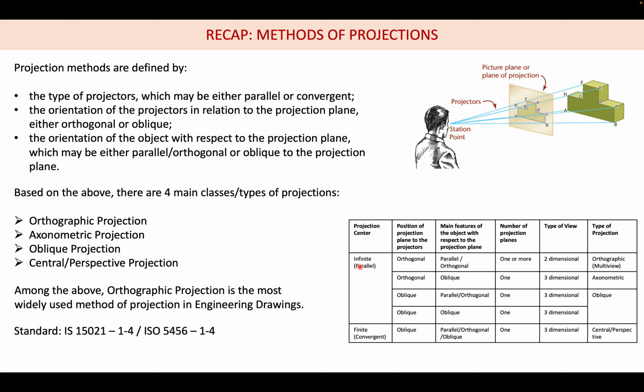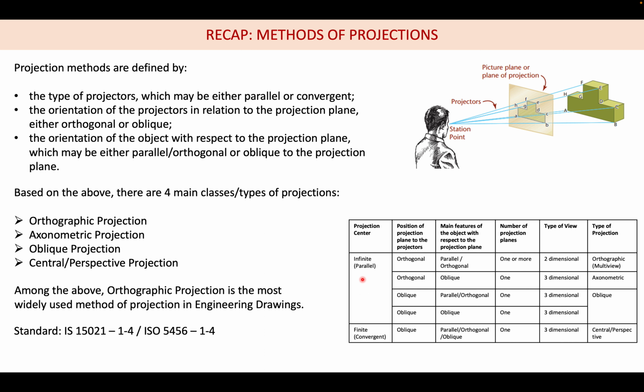In this table you can see, based on the two types of projectors, in this picture there is an observer, a projection plane, and an object, and there are the projectors. The projectors start from the object and converge towards the observer. In this case, the projectors are convergent in nature. Here we saw infinite and finite. Finite means convergent, infinite means parallel.